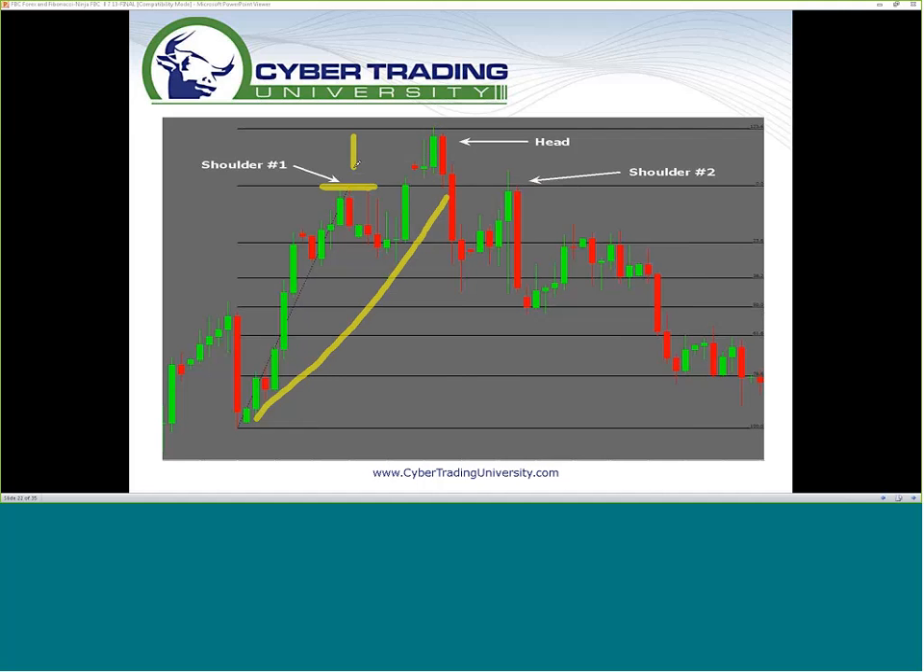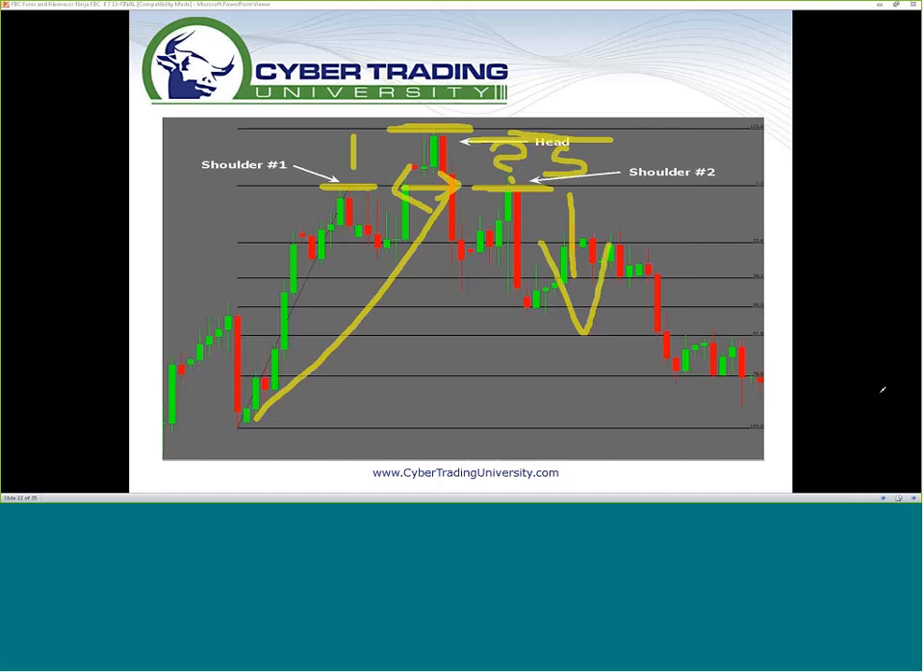Then I'll immediately look for confirmation where I think the second shoulder will be. Where? Very close to the highs of the first shoulder. They're usually very close to each other. Okay? So we would sell here. We place our stops above the highs, above the high of the head, with a price target below.